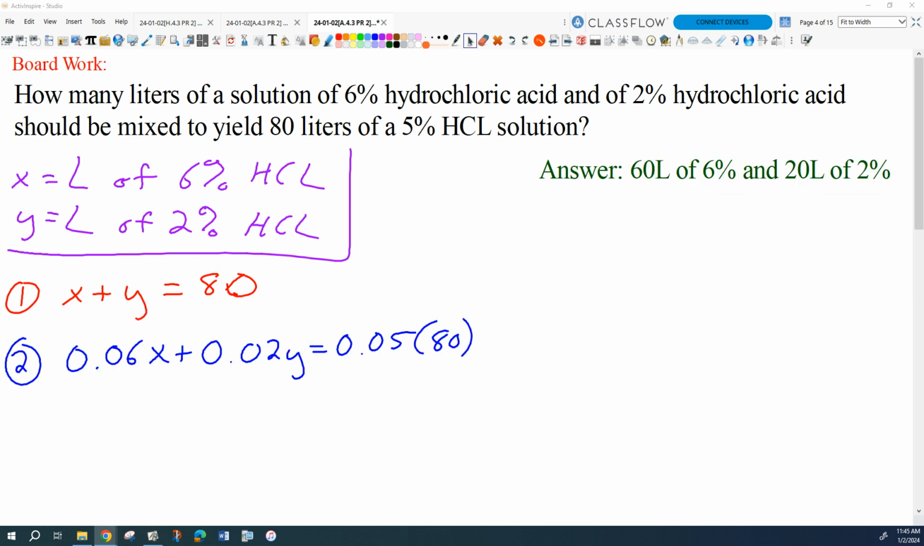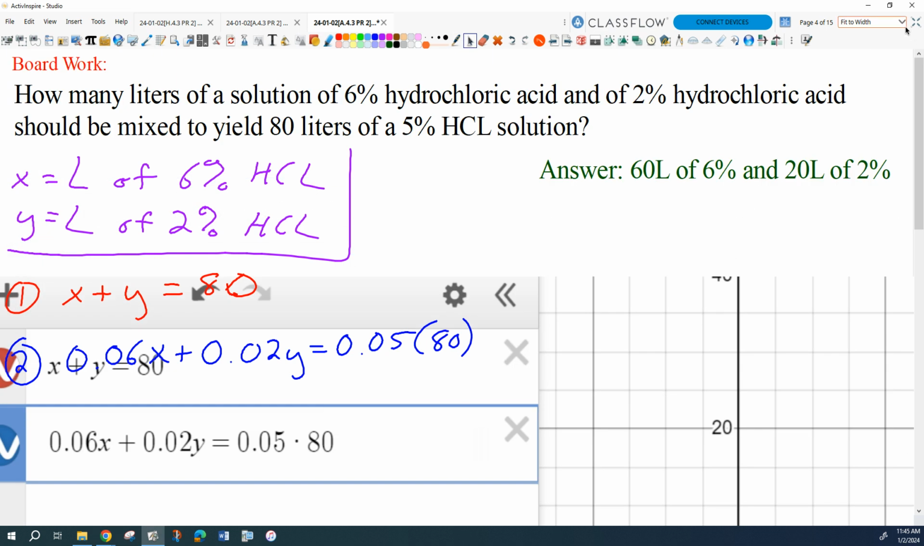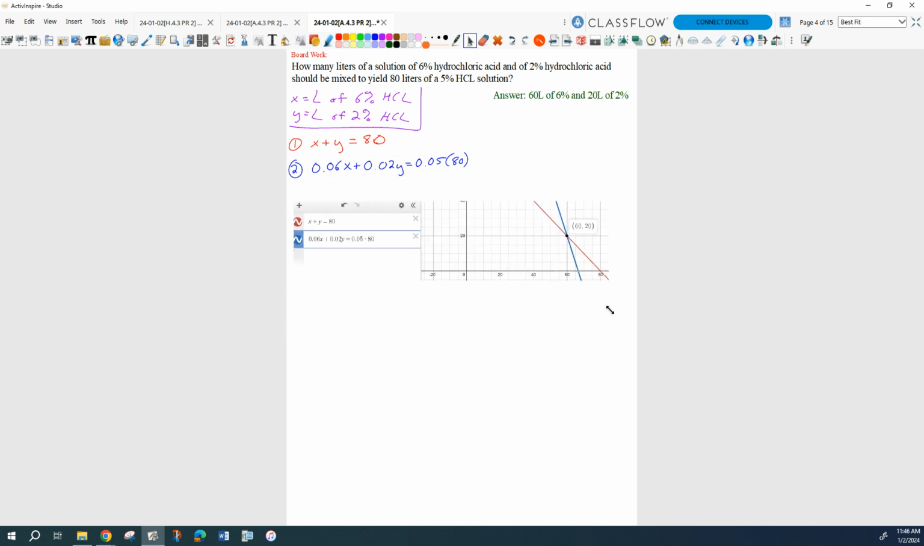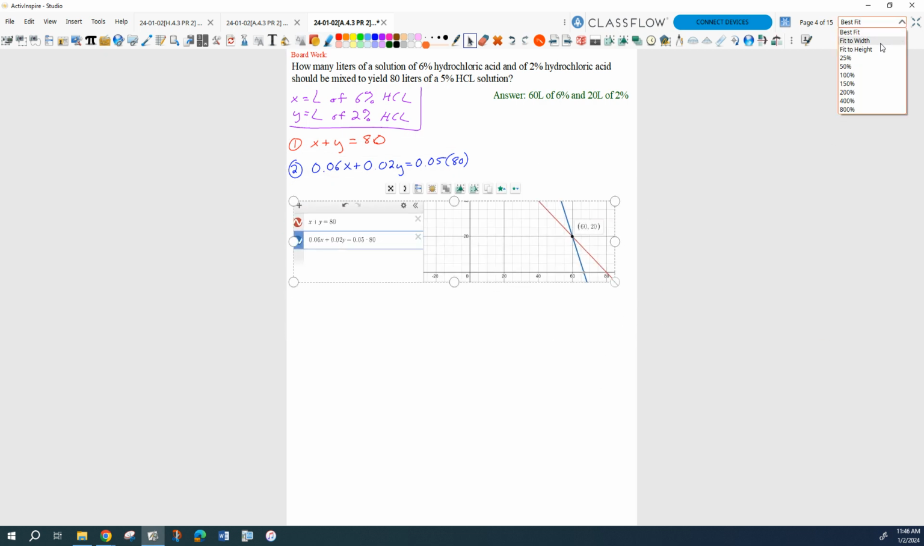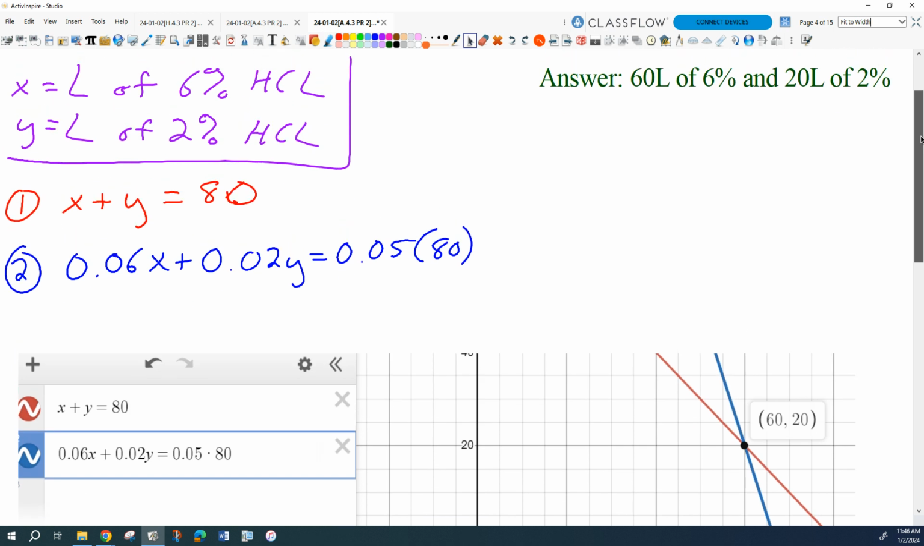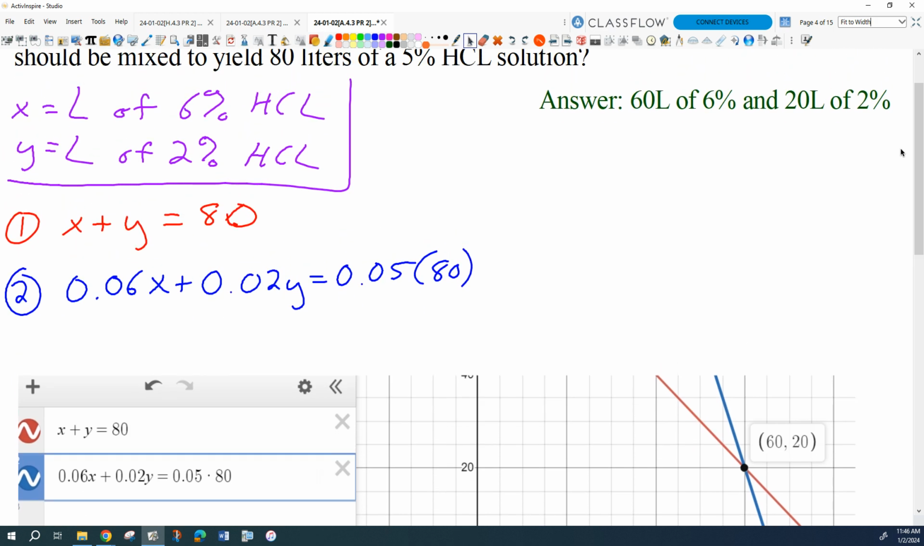There's our two equations. If we graph these guys, here's what you're going to get. You're going to get something like that, right? There's the intersection. And so what's that telling us? Well, that's telling us 60 liters of 6%, 20 liters of 2%. How about that? Good? Amazing. Okay.